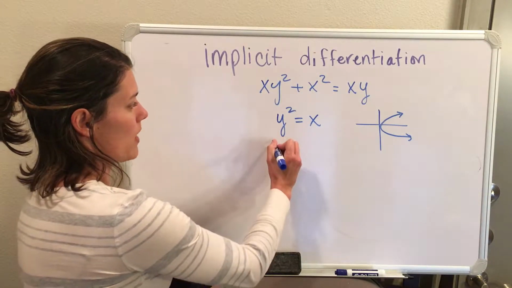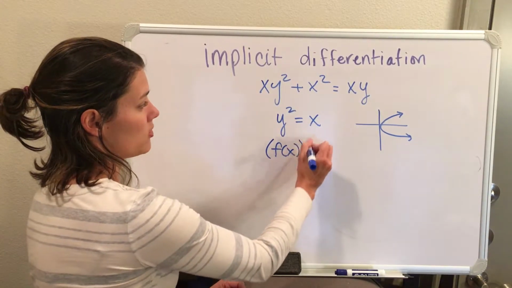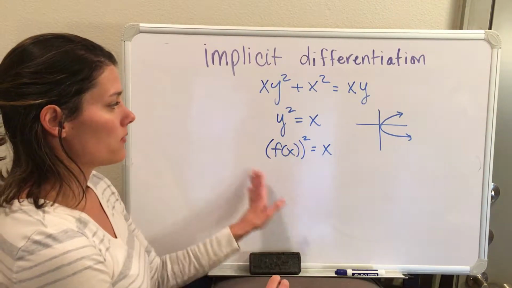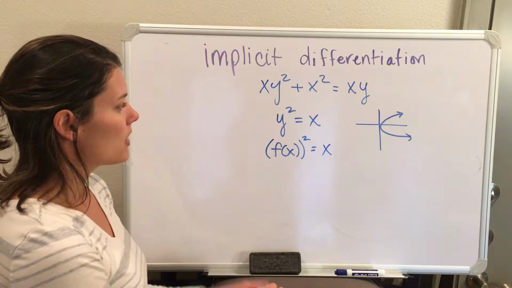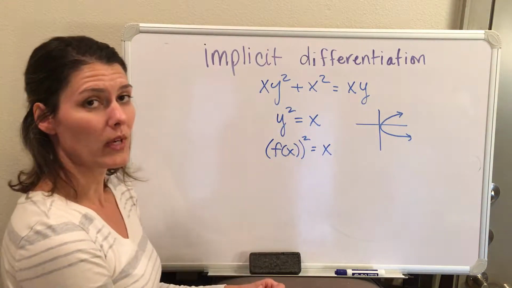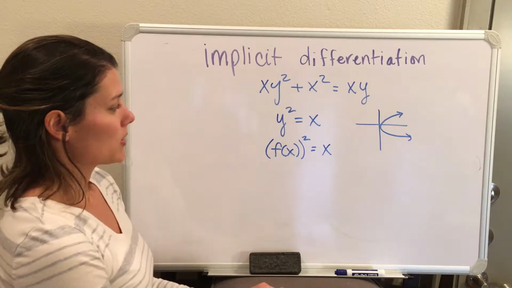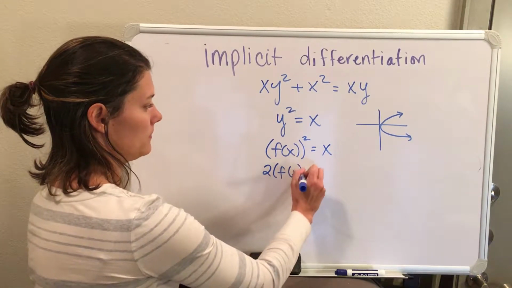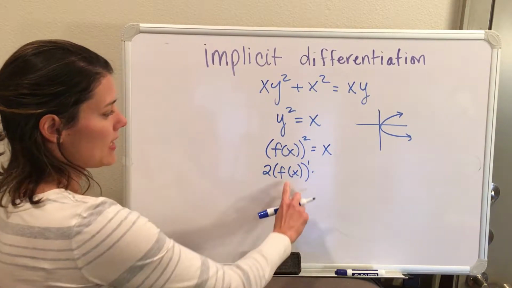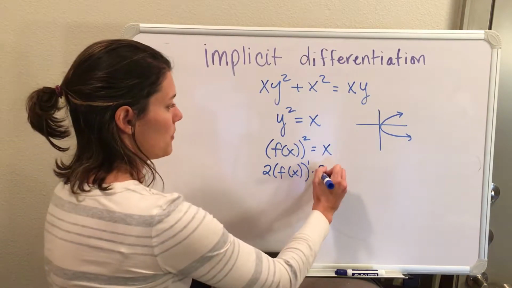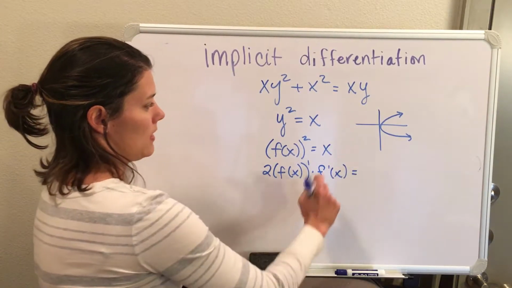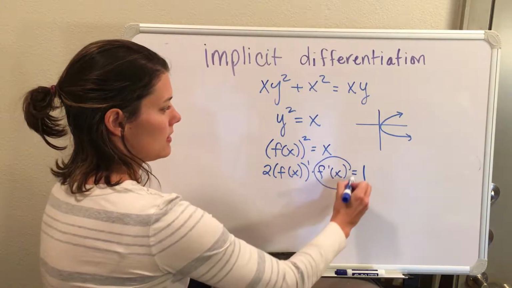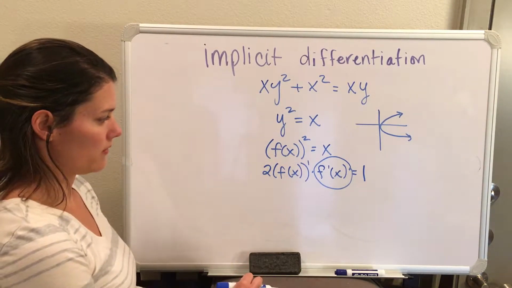So I'm going to go ahead and change y to f of x, which is just another name for y that you use as well in algebra. And I'm going to find the derivative of this function. To take the derivative of f of x squared, we need to use the chain rule. So I'm going to take the derivative of the outside first, but I will leave the inside the same. And then when I take the derivative of the inside, it is f prime of x. And then the derivative of x is just 1.